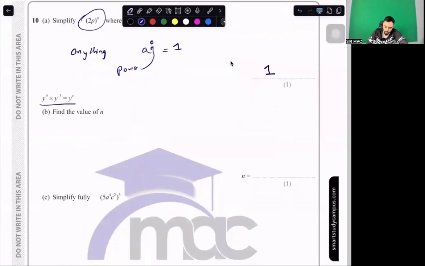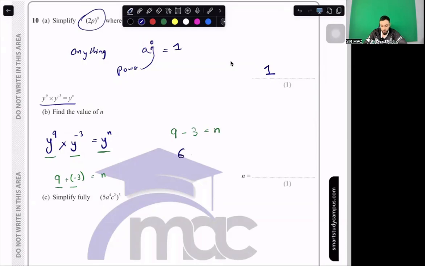Find the value of n in the second one. It's basic indices. So y to the power 9 times y to the power negative 3 equals y to the power n. If the bases are the same and there's a multiplication sign in the middle, you can add the powers. So 9 plus negative 3 is equal to n. All the bases are the same, so I've removed the bases and just plugged in the values. So that's basically 9 minus 3 equals n. So 9 minus 3 would be 6, equals n. So that's going to be 6.